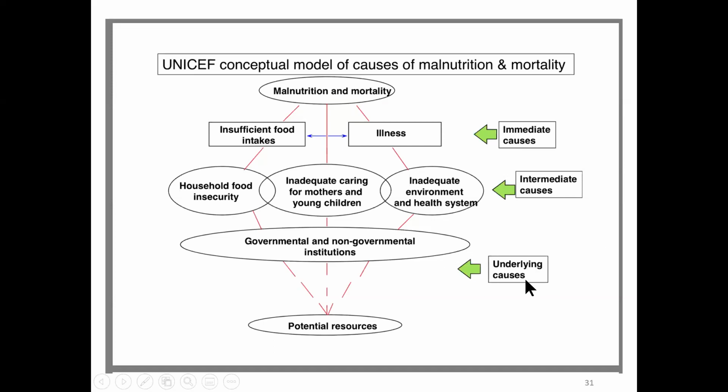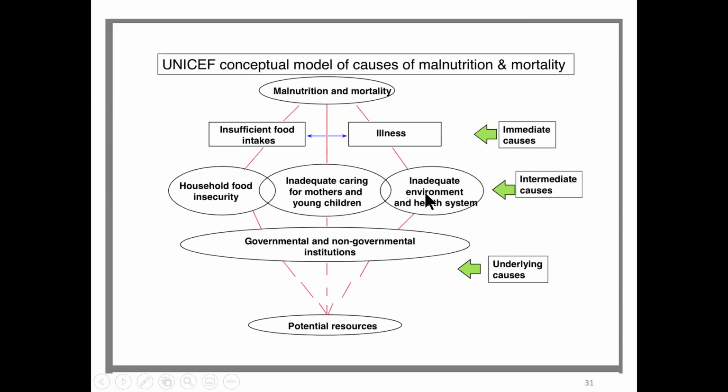When we look at this, we're looking at underlying causes. When we look at the intermediate causes, it would be the problem of an inadequate environment or health system. If you're in a place with a poor health system, those kids will be sick, they will not be well managed, and with that sickness they will be unable to eat properly, and they are likely to become malnourished. And some end up dying.